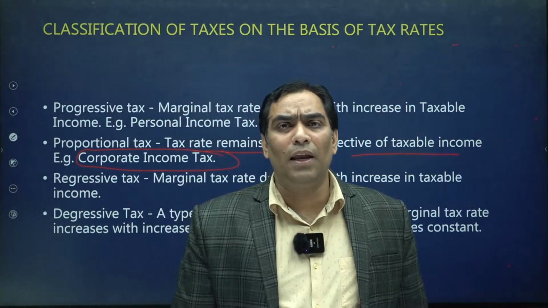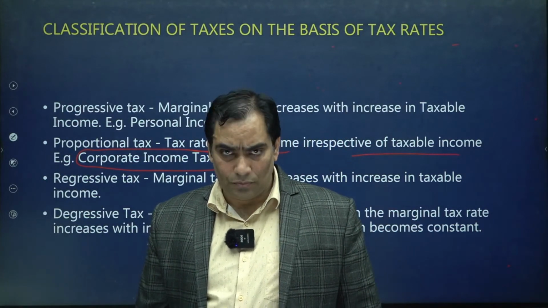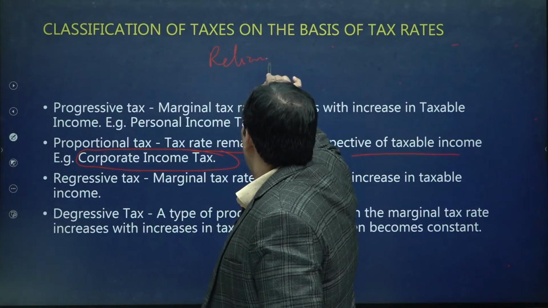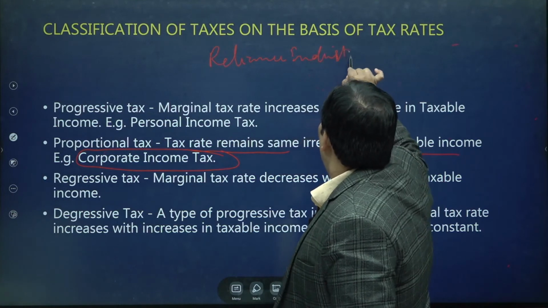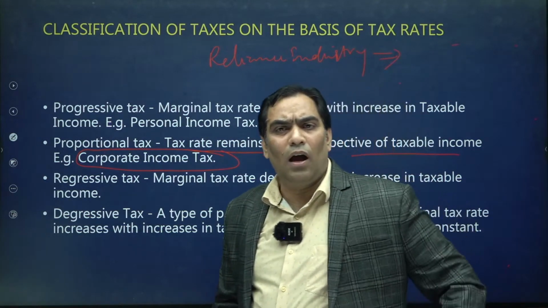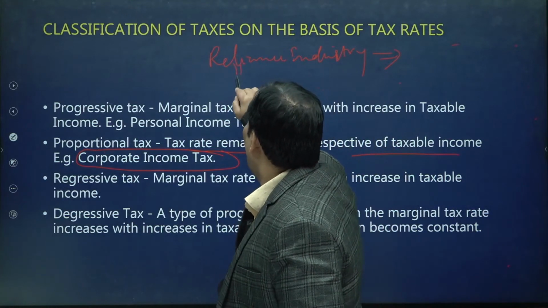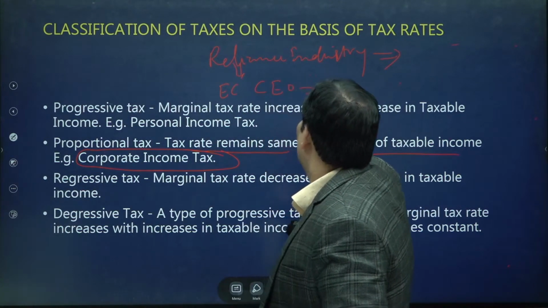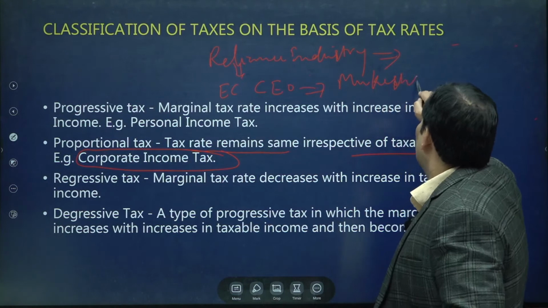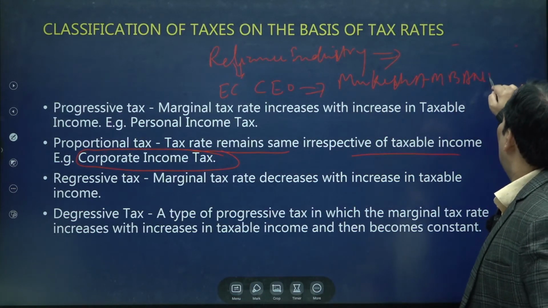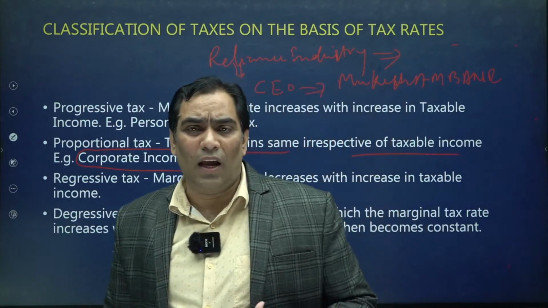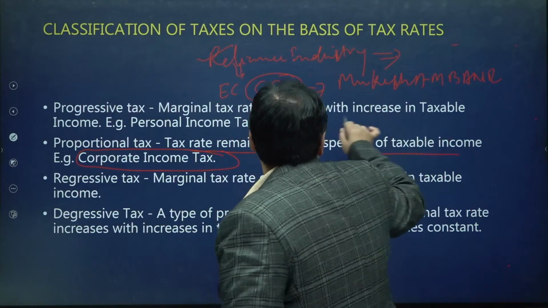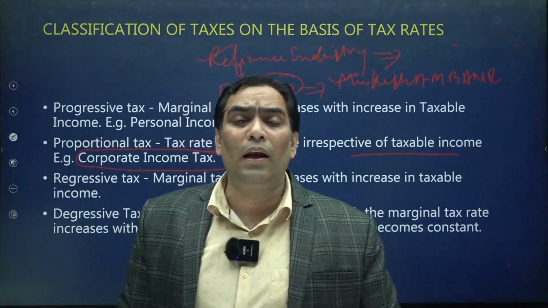First let me explain what is the meaning of corporate income tax. Suppose Reliance Industry is there, they are doing business in different domains, and there is the CEO or managing director of Reliance Industry, suppose Mukesh Ambani. So in economics, I just want to say that this Reliance Industry and the CEO of Reliance, that is Mukesh Ambani, are two different entities.